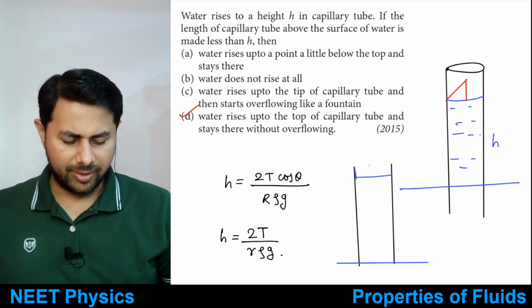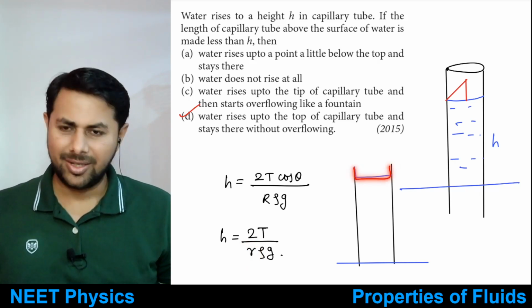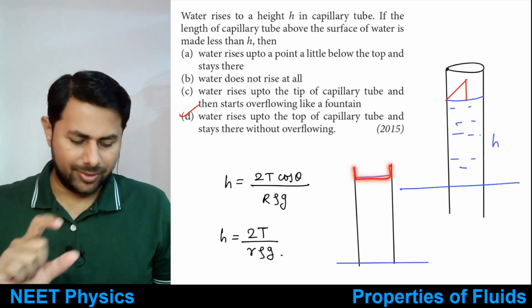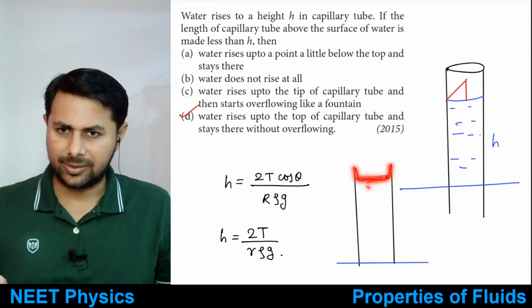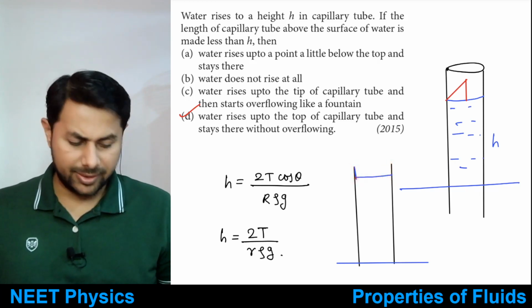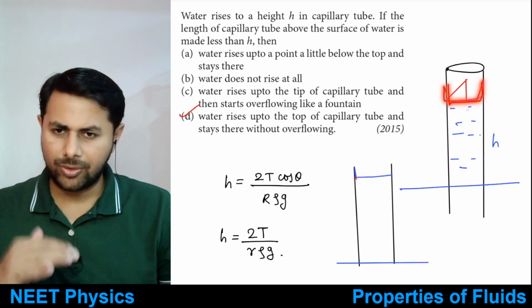It's because, see, why is it like this, the meniscus in the first place? Why is it like this? Because there is some capillary tube above this water level, right? So the meniscus can be like this. It can be like this here. Why can it be like this? Because there is some capillary tube above the water level.